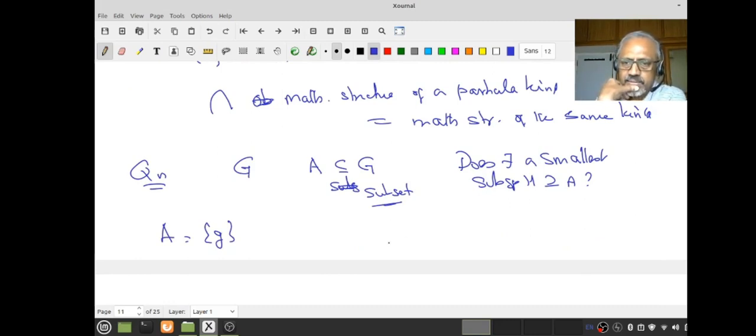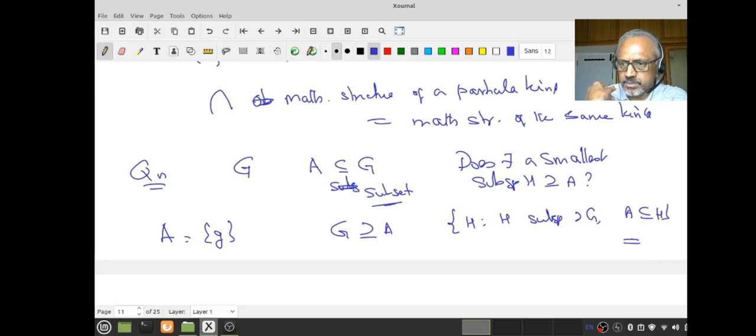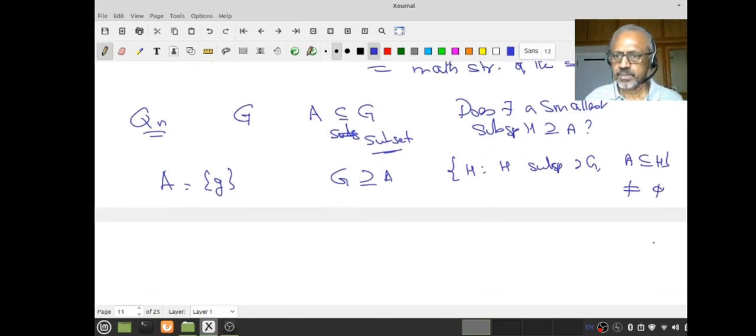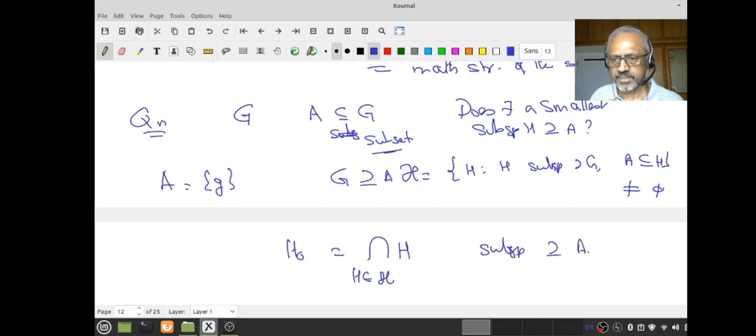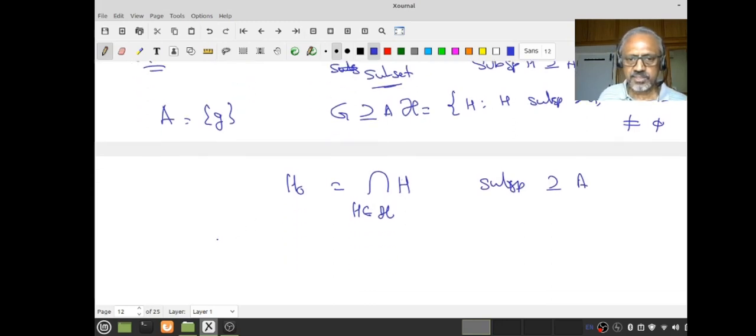Notice that G is a subgroup and it always contains A. Therefore, the collection script H, of all subgroups H of G with A contained in H, is not an empty collection. Each element here is a subgroup. Then let's look at H naught to be the intersection of H, with H varying over script H. This is an intersection of subgroups, each of which contains A. Therefore, H naught is a subgroup, and it contains A because A is contained in each and every H here. You follow that?